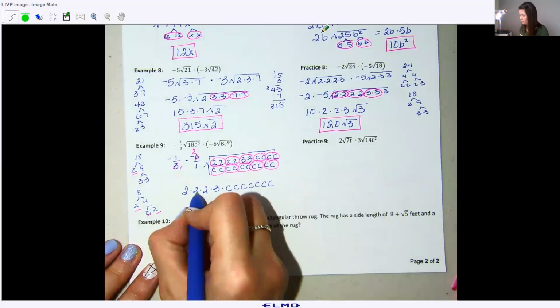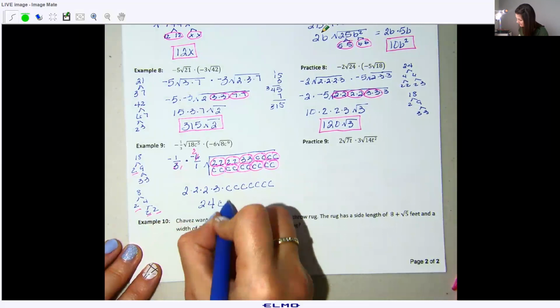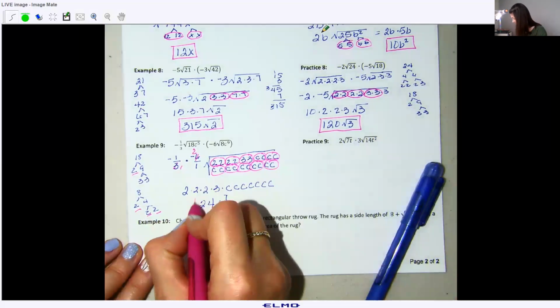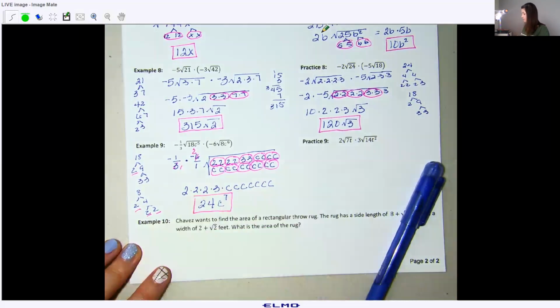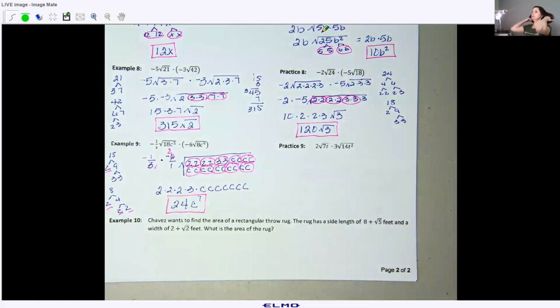Okay, so 2 times 2 is 4, times 2 is 8, times 3 is 24. 24 C to the power of 7. Okay. All right, practice number 9.